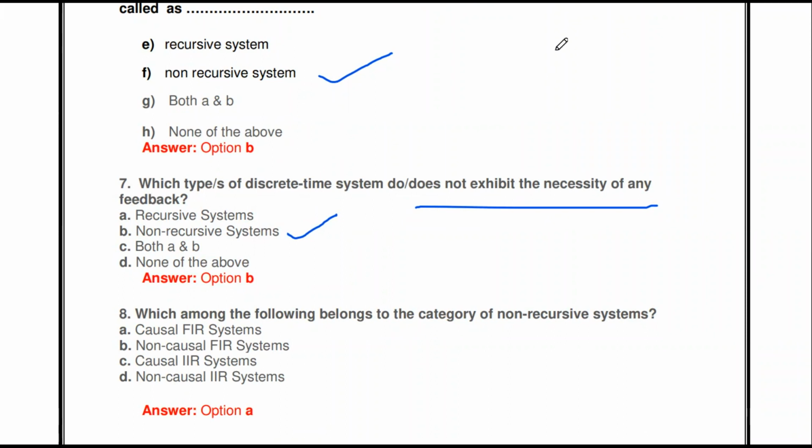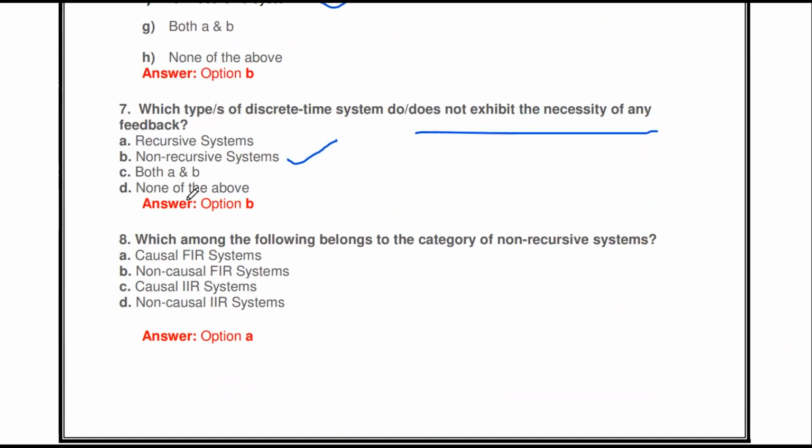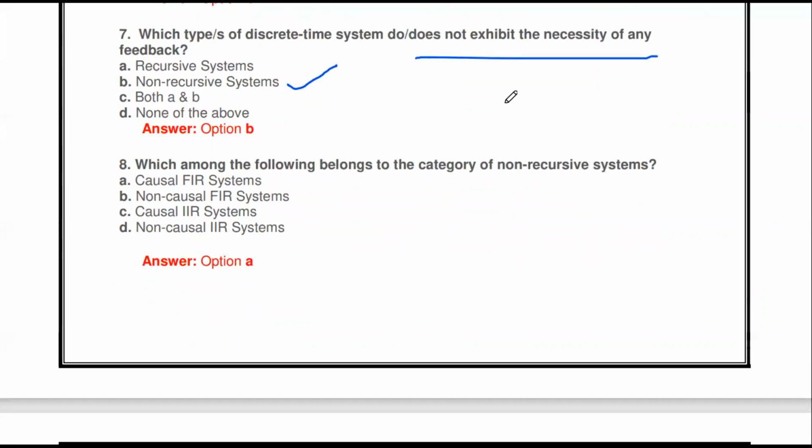Feedback means a part of the output is again fed back as an input. It is called feedback. So in a non-recursive system, there is no feedback connection. In which system is there a compulsory feedback? It will be there in the recursive system. The recursive system consists of feedback. Feedback means a portion of the output is again fed back as an input.